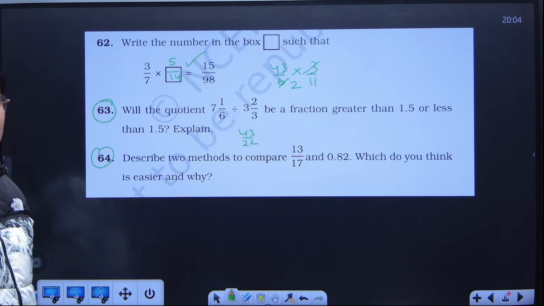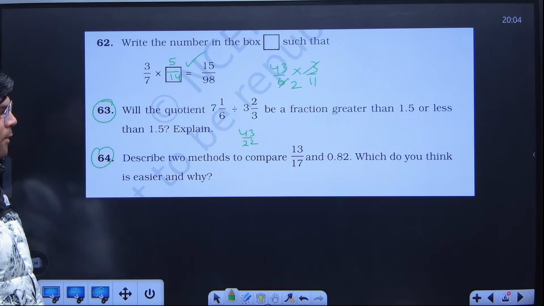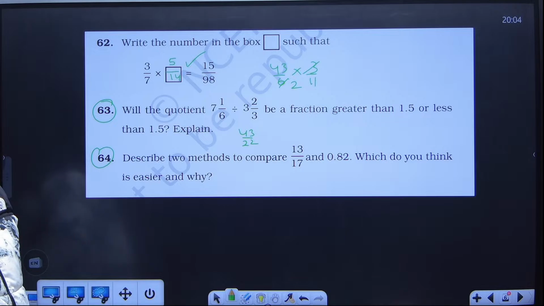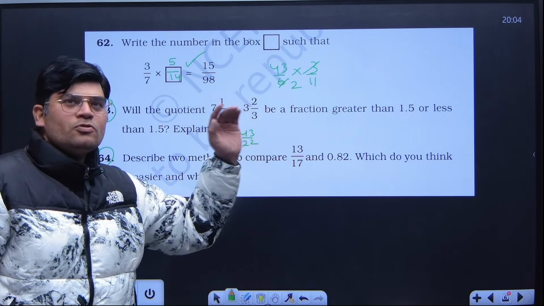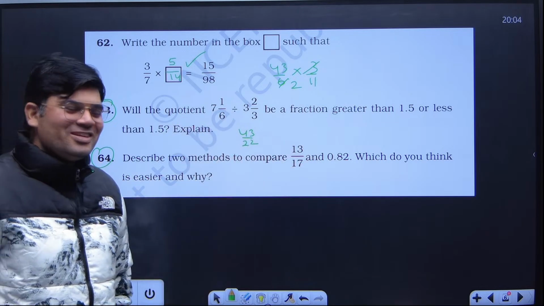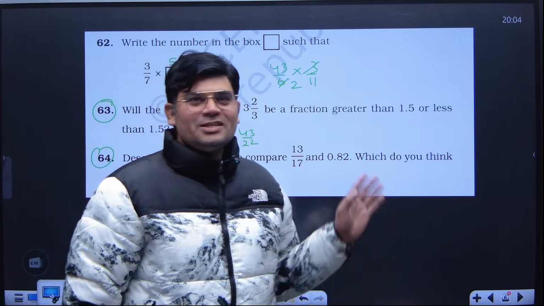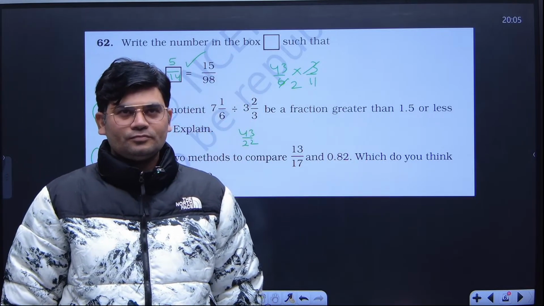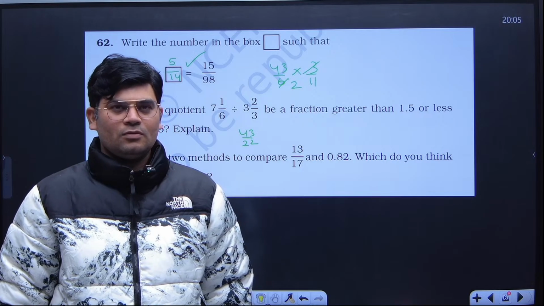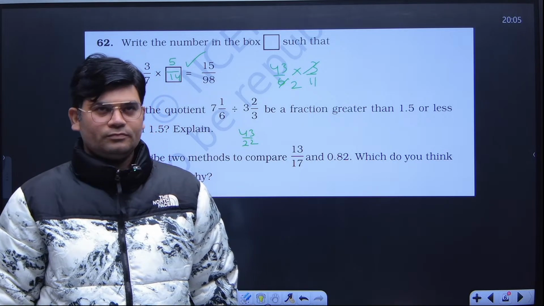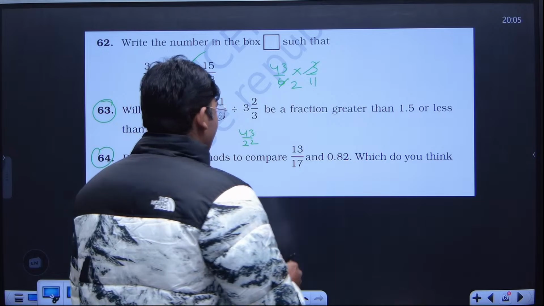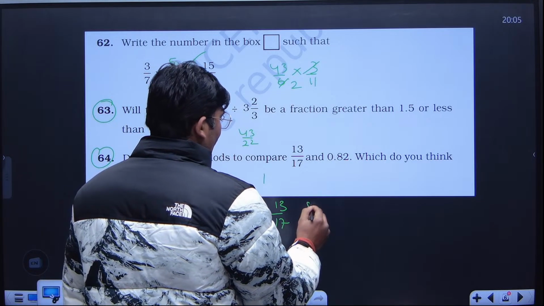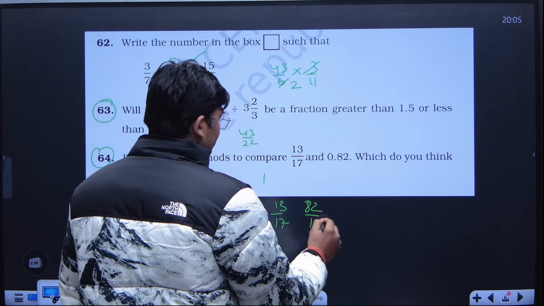What are the two methods? Suppose I gave you this question, in how many ways can you do this? Tell me, what is the first way? Which is greater? You can first convert both into fractions or both into decimals. Although the decimal for the first one will be hard, you can still change both to fractions.